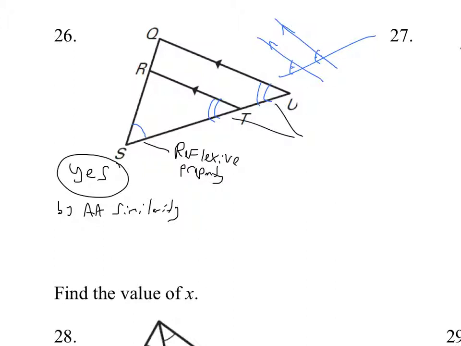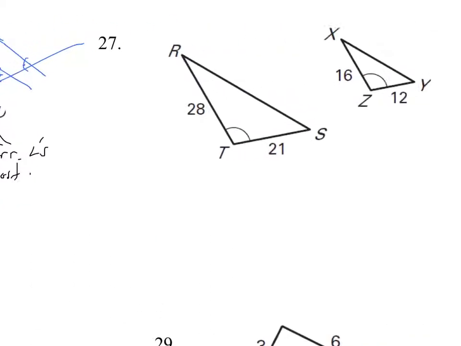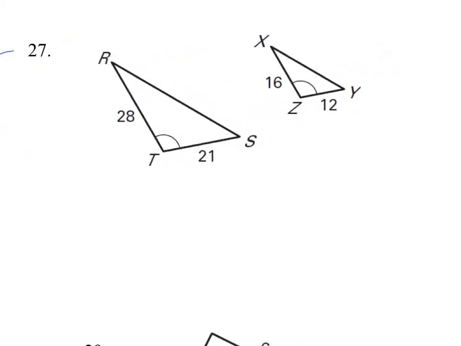And these are congruent by the corresponding angles postulate. Alright, number 27. This is where we use our last similarity theorem that we learned, which is the SAS similarity. It says if there is one angle that's congruent from one triangle to the next, and if the sides surrounding it are not congruent but they're similar, then it forms a similar triangle.